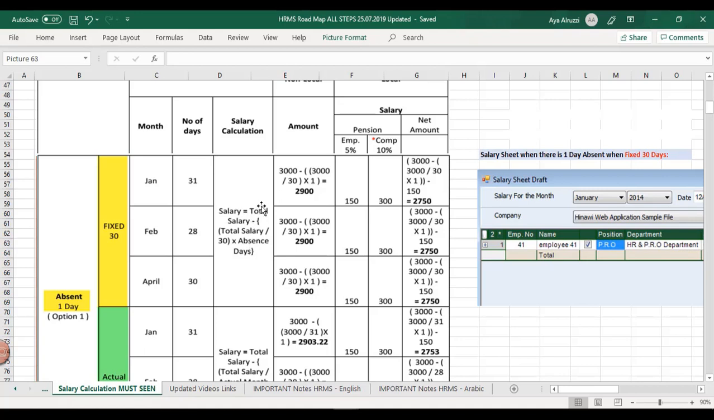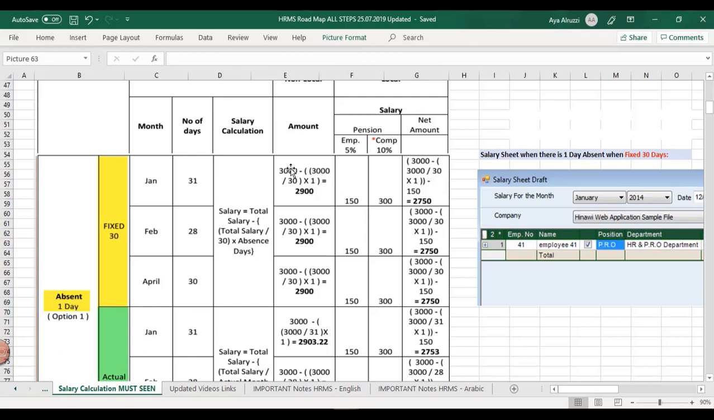So we put the total salary, which is 3,000, minus, between parentheses, the total salary again, divided by 30. Where did this 30 come from? It came from here because it's fixed 30 days. So we're not looking at the 31, 28, and 30 right here as if they're not there. All we're looking at is the fixed 30 days. That's why it's divided by 30 and then multiplied by the absence days, which is in all cases 1. As you can see here, 1 day of absence.